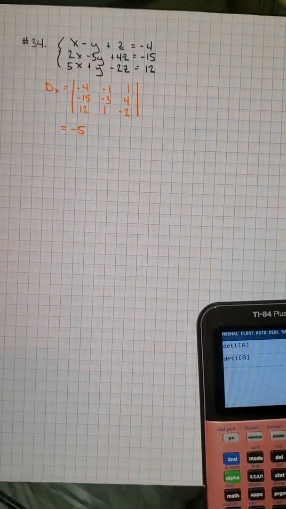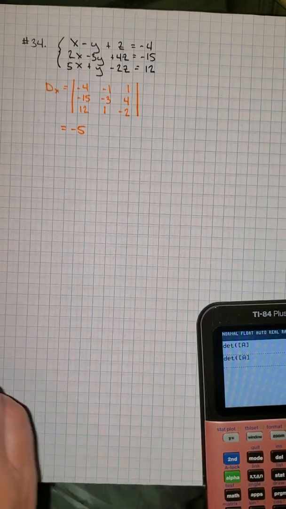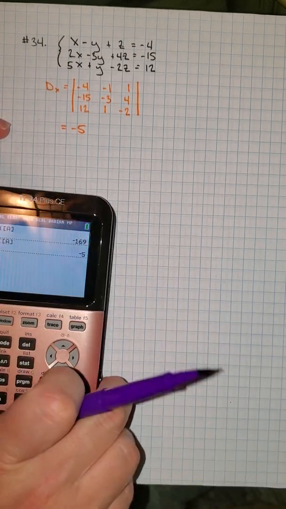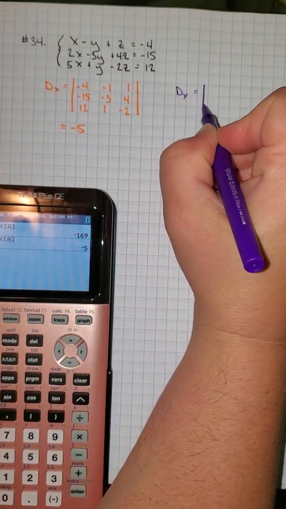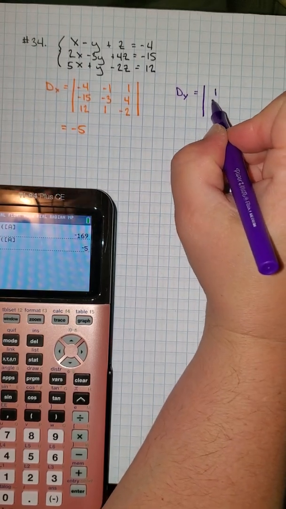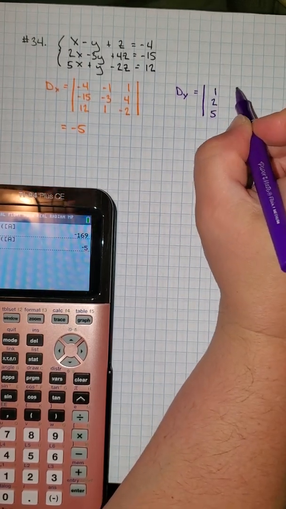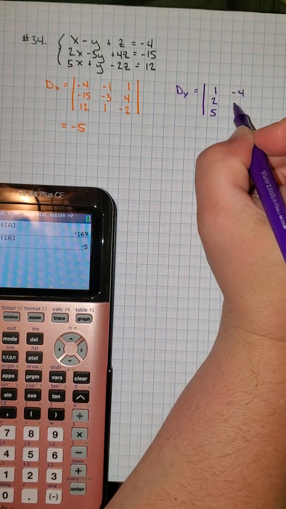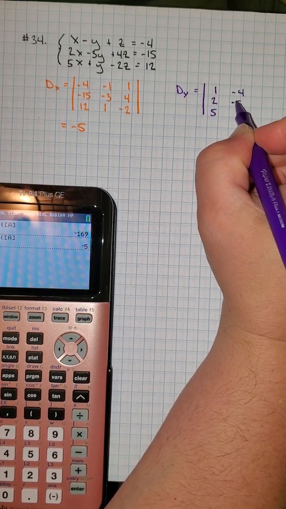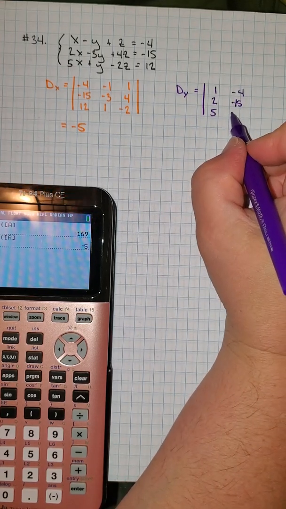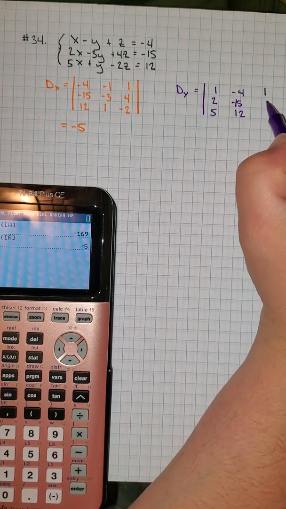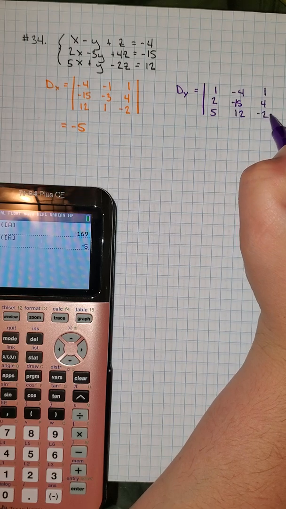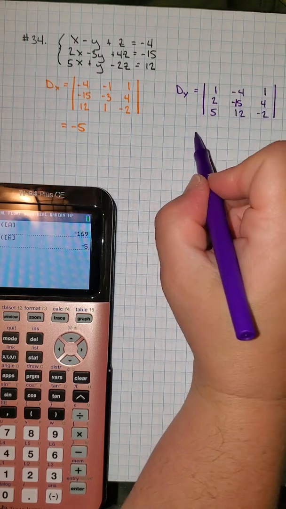All right, now we do y. Okay, so now the x's are the coefficients of the x's. The y's would be the answers. Oh, dang, that's a 15. 12. And then our z's will be the coefficients of the z's.